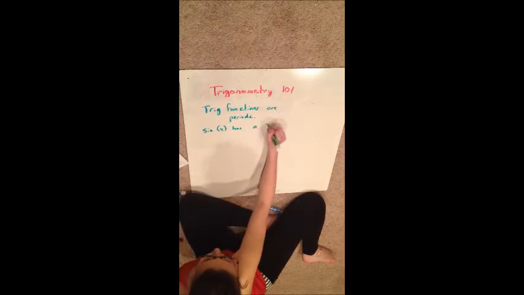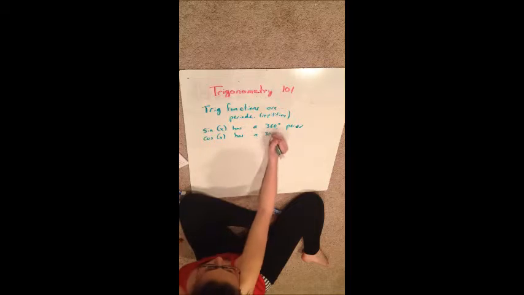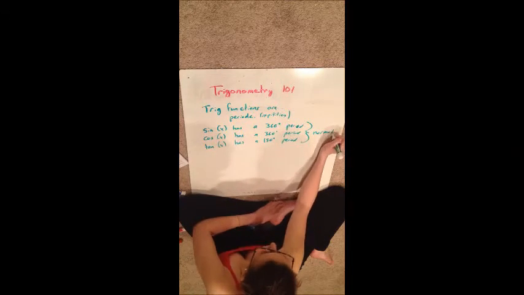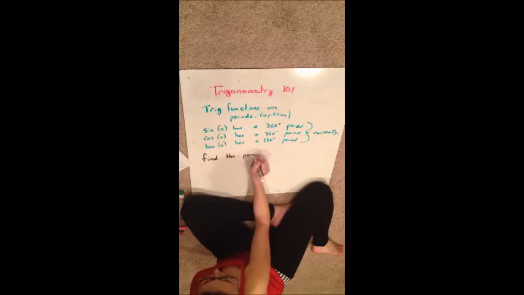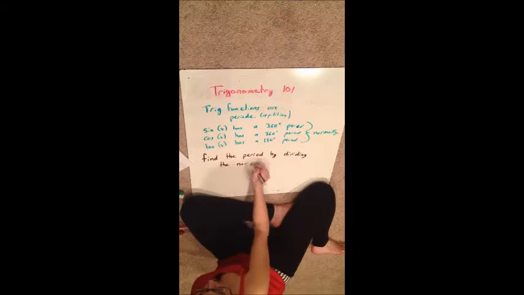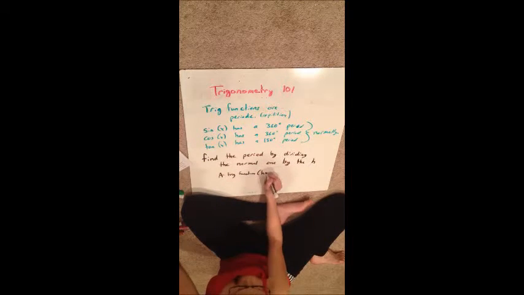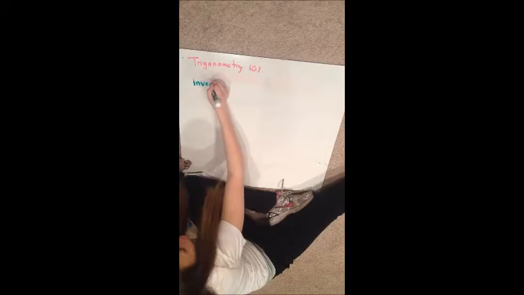Trig functions are periodic, which means that horizontal stretch will affect the length of the period. Sine of x has a period typically of 360 degrees. Cosine of x has a period of 360 degrees, and tangent of x is 180 degrees. A period is how far it will go before it repeats again. To find the period of a new function, you divide the normal one by h.